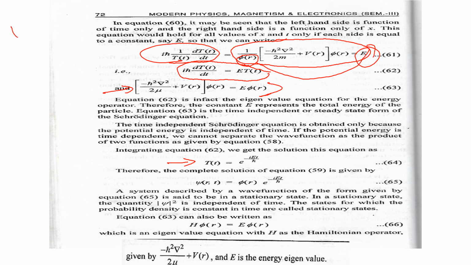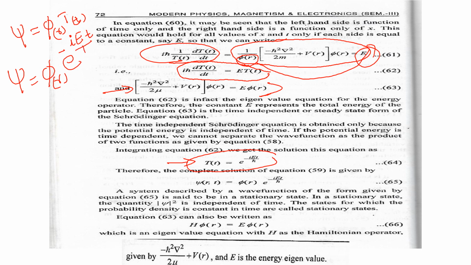So we already know that the psi value can be written as φ of r times T of t. This was the starting split up that we did. The wave function is divided into a coordinate depending function and a time depending function. Here the value of T is now obtained after integrating equation 62. Now the wave function we can write like this, φ of r times, instead of T of t, e to the power iEt divided by ħ.